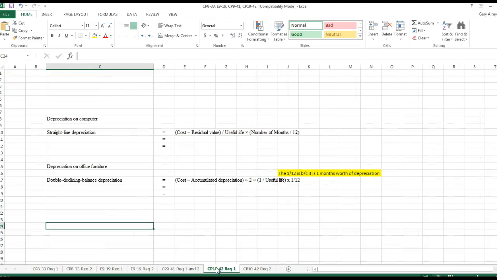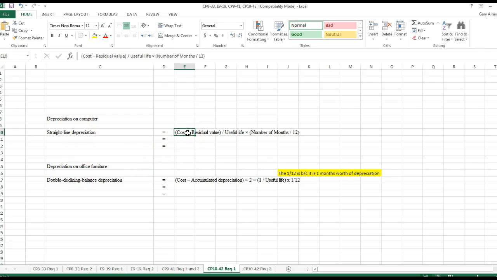Then the final problem is depreciation. You're going to be calculating depreciation on a computer and on office furniture using two different methods. One is straight line depreciation, the other is double declining. Here are the formulas that you're going to be using. So very simple, you take your cost less your residual value, divide that by the useful life, and these are all given to you, times the number of months divided by 12.